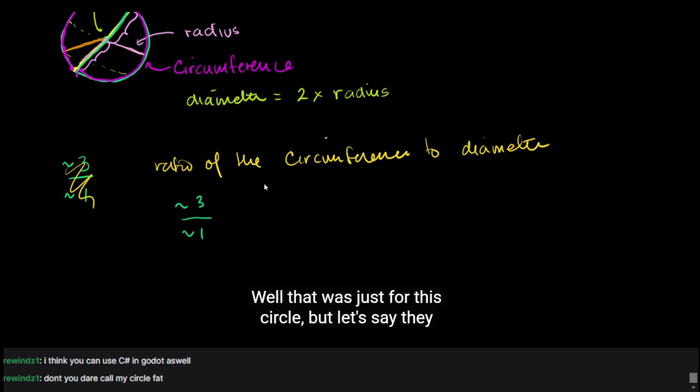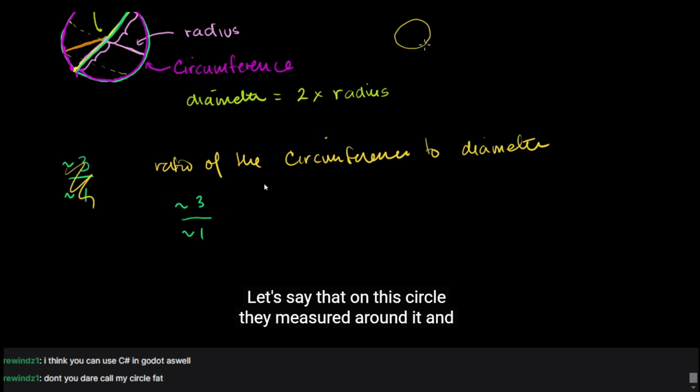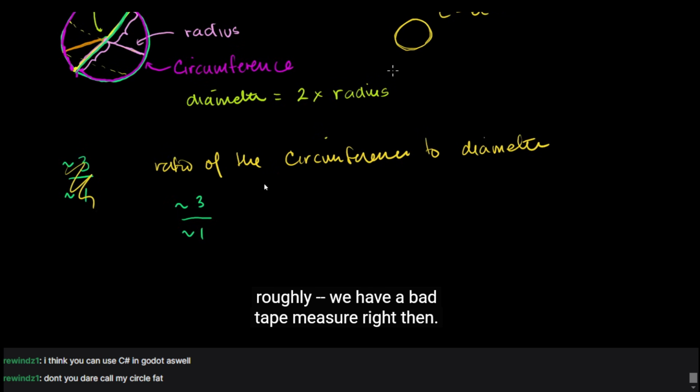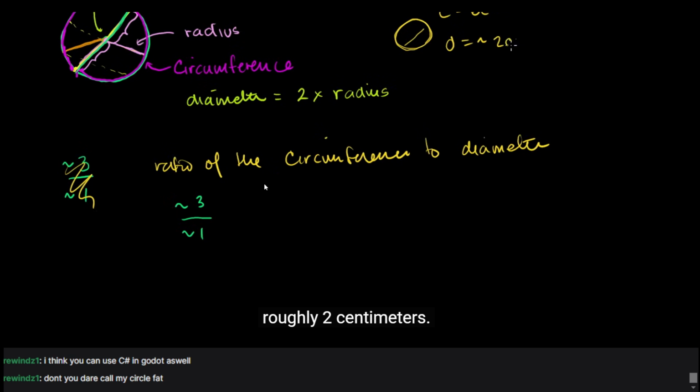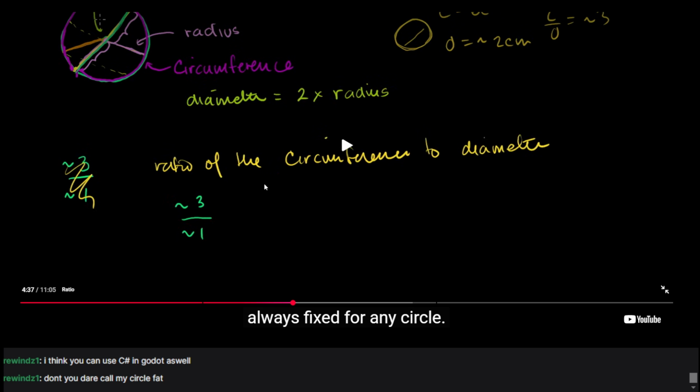Well, that was just for this circle, but then let's say they measured some other circle here. Let's say it's like this. I drew it smaller, but on this circle they measured around it, and they found out that the circumference is 6 centimeters, roughly. They have a bad tape measure. And then they find out that the diameter is roughly 2 centimeters. And once again, the ratio of the circumference to diameter was roughly 3. So, okay, this is a neat property of circles. Maybe the ratio of the circumference to the diameter is always fixed for any circle. I wish the number actually was 3 instead of pi, but that'd be nice.